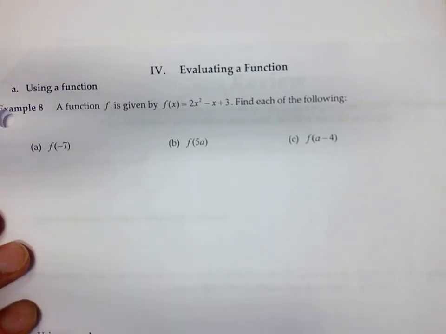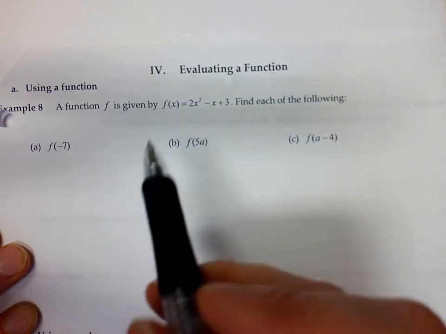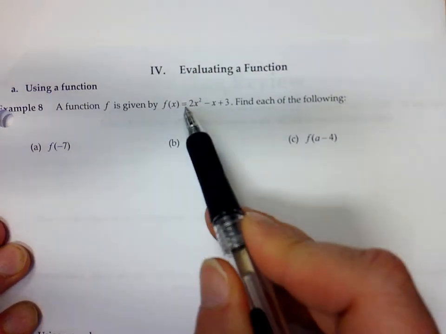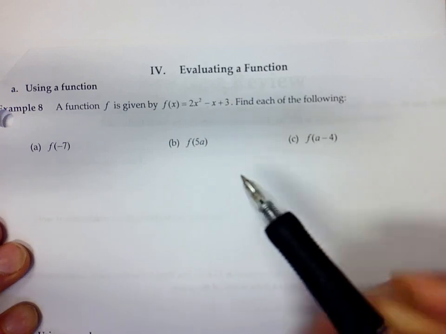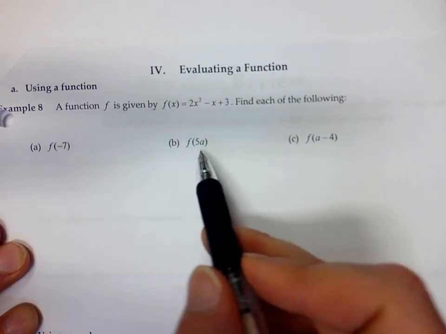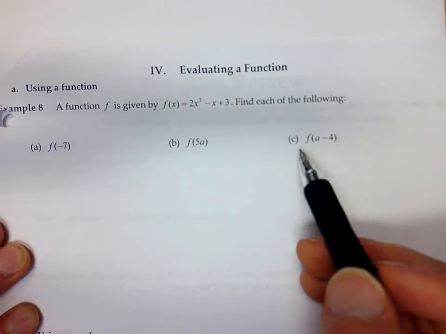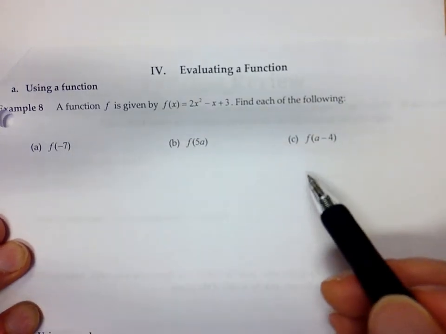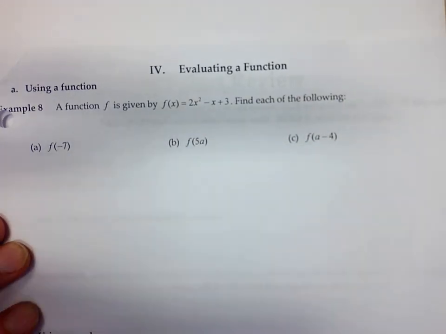All right, in this section, we are asked to evaluate a function. We've been given a function f of x is equal to 2x squared minus x plus 3, and we've been asked to evaluate this at a variety of things here. They're not necessarily just numbers. We've been asked to evaluate this a couple different ways.